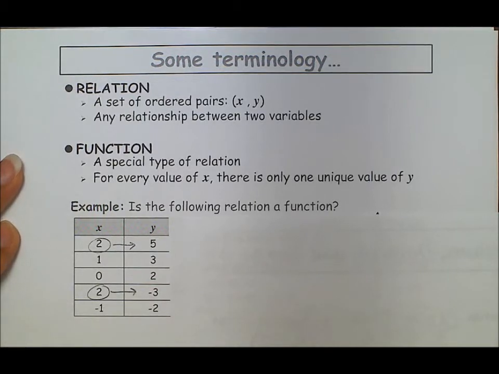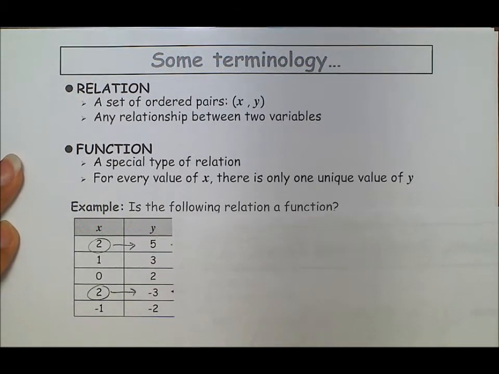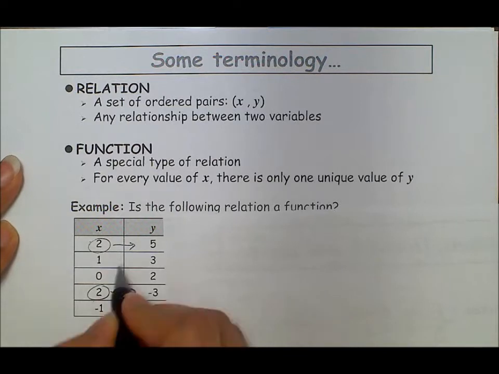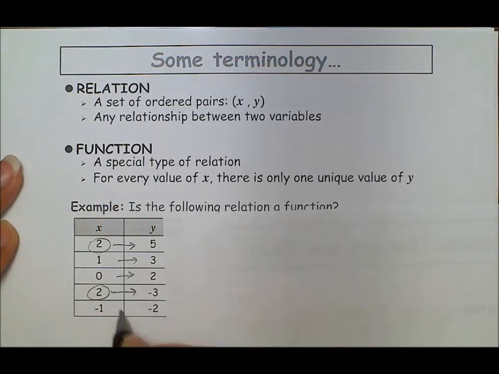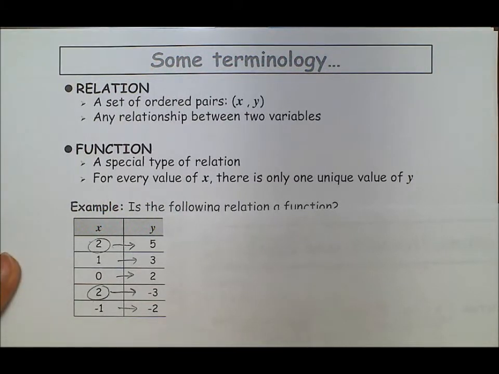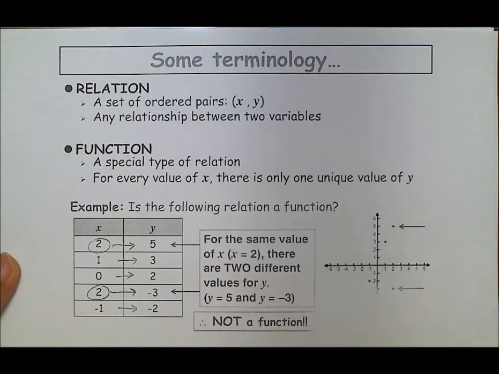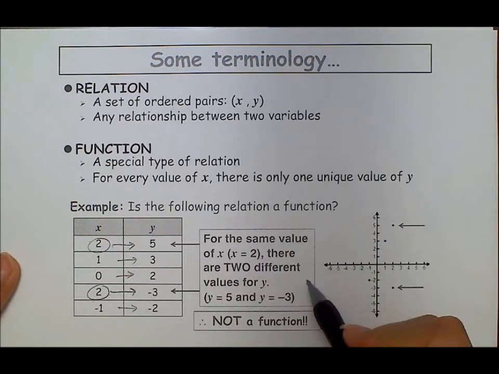Now, that particular problem that we have makes it not a function. Okay? Each x value should have one value of y that corresponds to it. This value of x has more than one value of y that corresponds to it. That's what makes it not a function. Whereas all the other values of x are only with one value of y. Okay? So the fact that this value of x equal to 2 has more than one value of y, that's what makes it not a function. Okay? So for the same value of x, there are two different values for y.